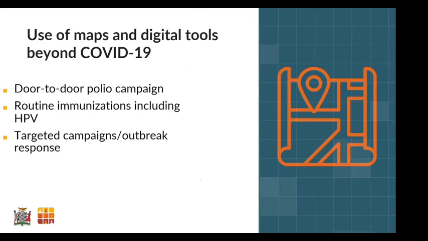And then the other use for the maps beyond COVID is around the targeted campaigns and outbreak responses. I'd mentioned the polio campaign, but we've also had some measles outbreaks that have been recorded in the country. And so the maps are also being used for those. And then we've also had some oral cholera vaccination activities around the hotspots. And so the use of the maps has also been extended to those campaigns. So these are the other areas that we have extended.